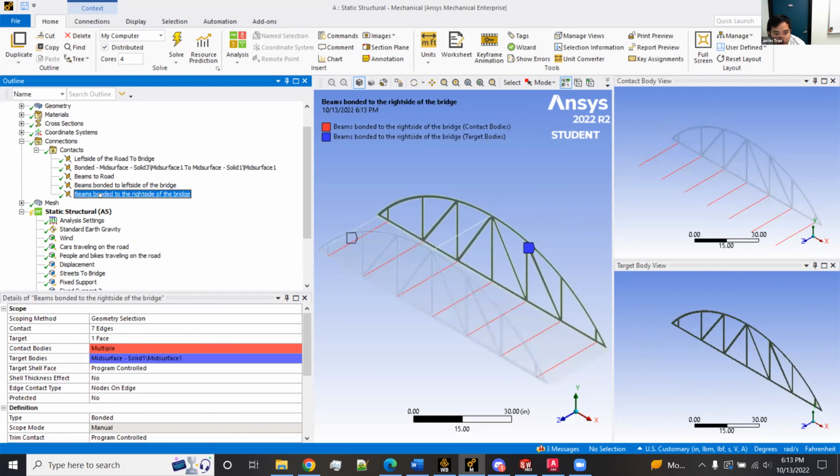Okay, I see. So for the 4th and 5th entries in your contacts, what you have bonded right now is the entire beams to the side of the bridge. What do you want to bond instead, or just the endpoints? And so, okay, mind if I take over for a bit? Go ahead.